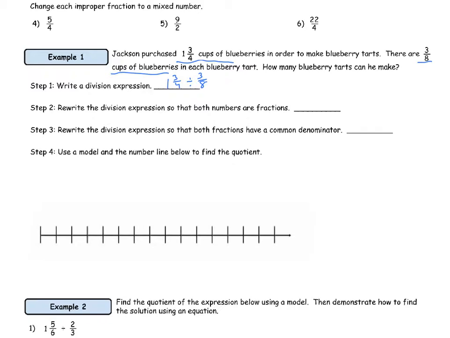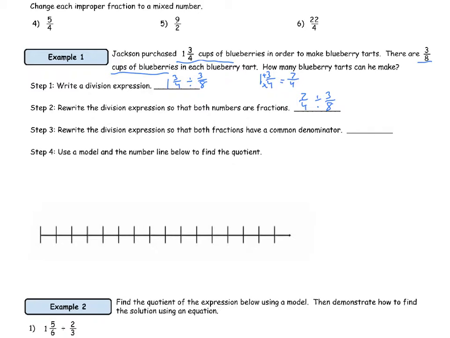Now step 2 is to rewrite the division expression so that both numbers are fractions. Or in other words, we need to take our mixed number 1 3/4 and change that to an improper fraction. If you recall back to 5th grade, we multiply the 4 times the 1 to get 4, and then we add the 3 to get 7 for our numerator, and the denominator stays the same as 4. So the 1 3/4 becomes 7/4 as an improper fraction, divided by 3/8, which is already a fraction, so we can just leave it the way it is.